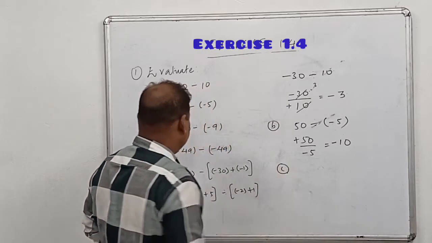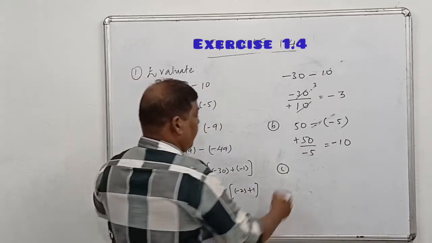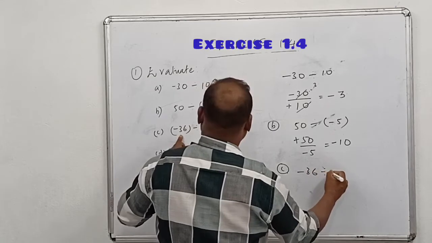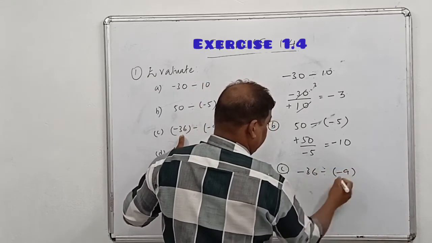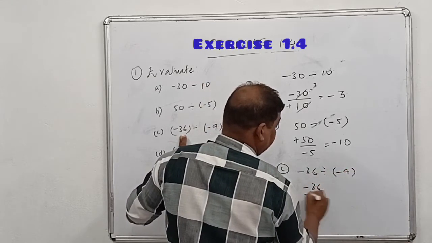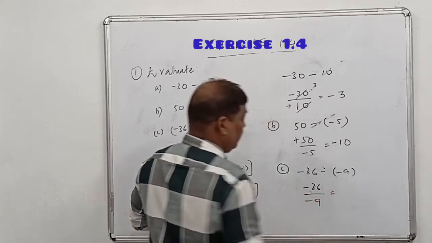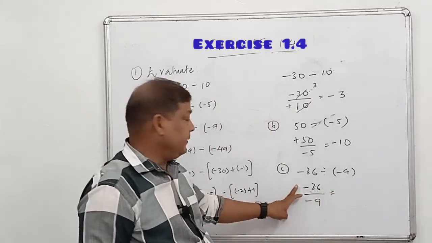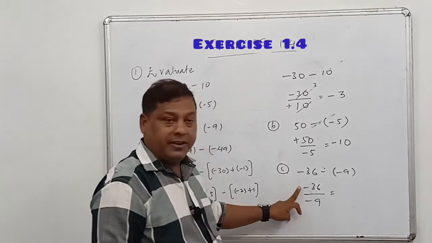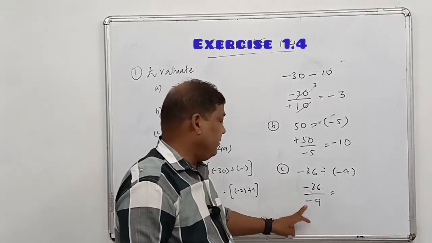Now we will see the third sum: -36 upon -9. -36 upon -9 is equal to... Here is the negative integer, here is the negative integer.